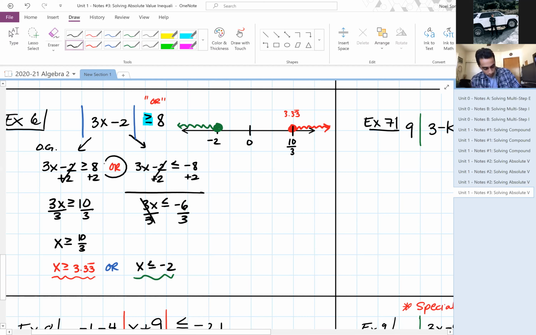Since I have or, do I need to find the intersection? No, we don't. Whenever we have or, the intersection is not what we're looking for. We're just trying to see how much of the graph is shaded in, okay? So we're gonna have probably separate intervals, and then we connect them using the union symbol.